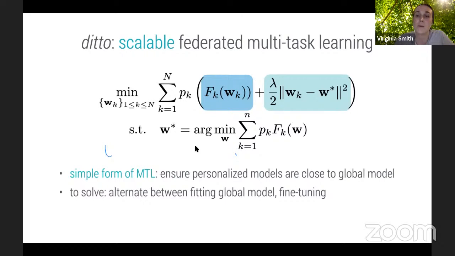Oh, here's another question. Yeah, this is great. Do you have any advice on how to set the hyperparameters in practice for things, for example, like q-FFL, fair federated learning, that we've talked about?